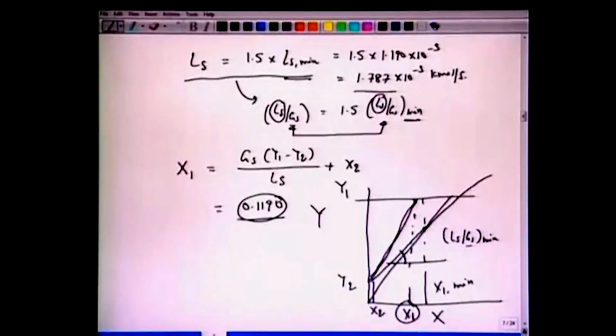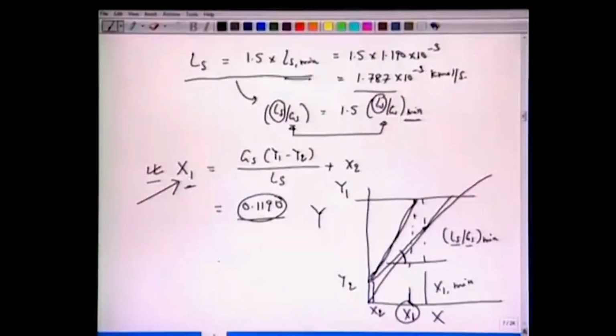x1. Or you solve the equations for the operating curve twice, one for this Ls min. You obtain Ls min, take 1.5 times to obtain the new Ls, and again put it back here to get x1. You must do this as an exercise to see that both graphically as well as analytically you get the same results. At least you should do it once.